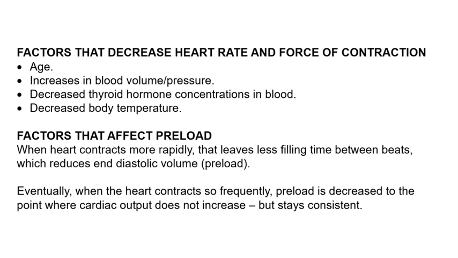Finally, we'll examine some factors that affect preload. When the heart contracts more rapidly, that leaves less filling time between beats, which reduces the end diastolic volume or preload. Eventually, when the heart contracts so frequently, preload is decreased to the point where cardiac output does not increase, but instead it stays consistent. It is beating more rapidly, but it has less time to fill, and so if it has less preload going into when it ejects that blood, naturally it will eject less blood as a result of that.